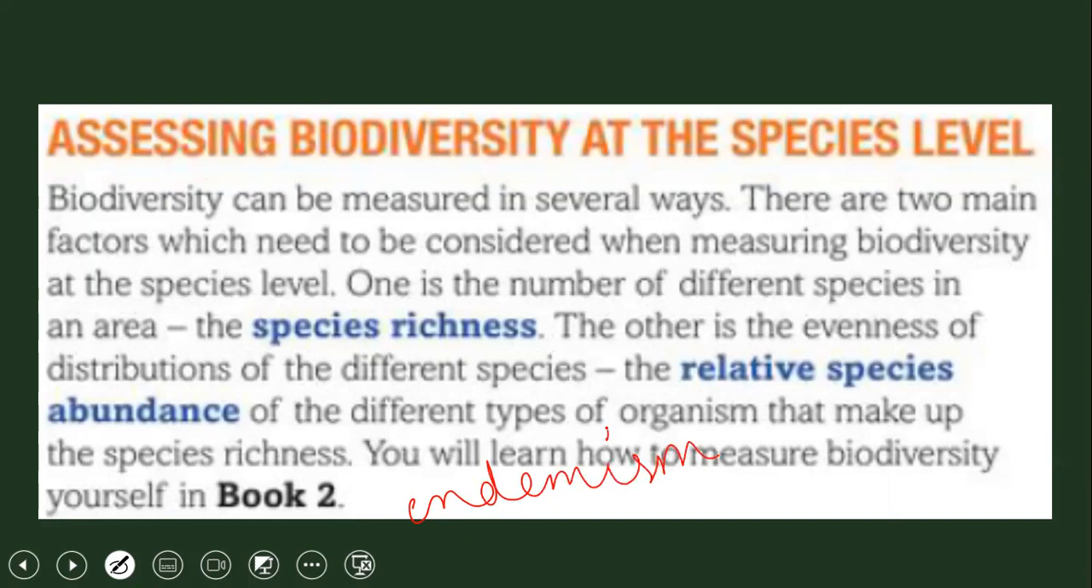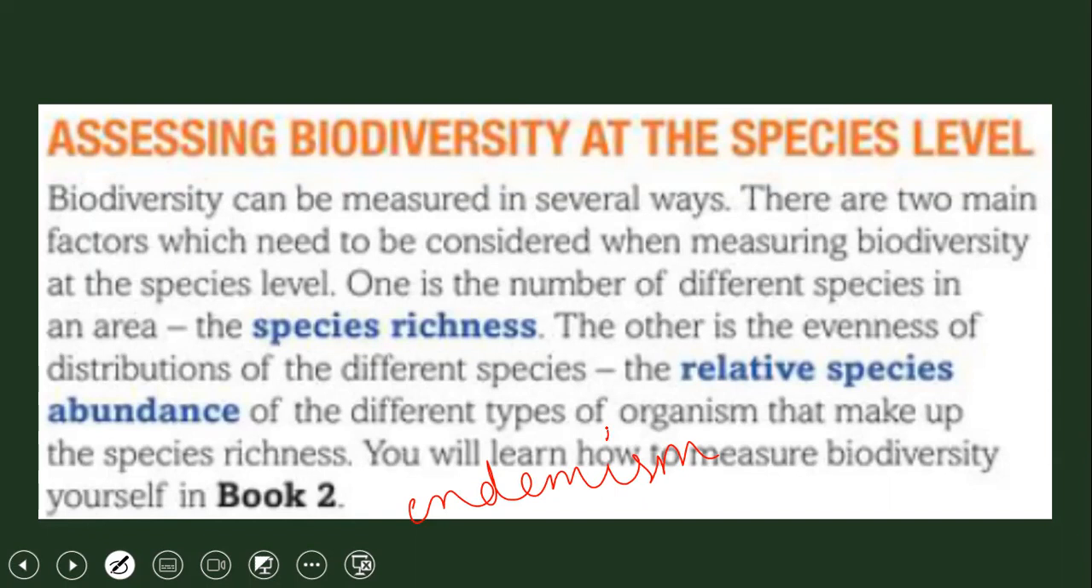This is another way that you can measure biodiversity. One of the ways is species richness, right? The other way you can use is endemism. What is endemism? By looking at the number of endemic species in an area, right? When a species evolves in geographical isolation. What do we mean by geographical isolation?